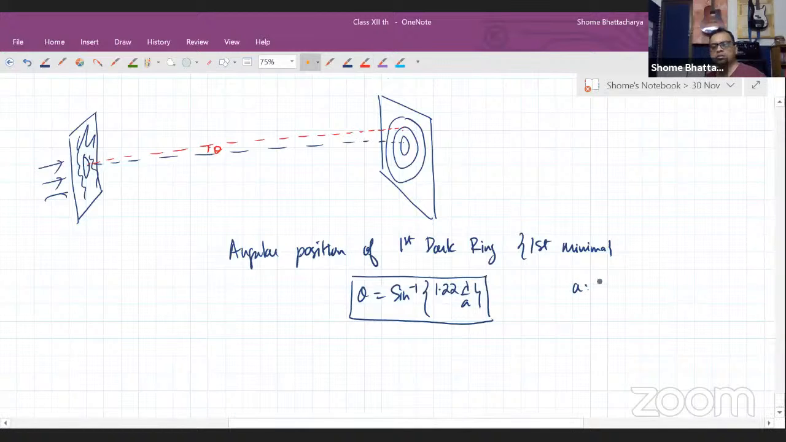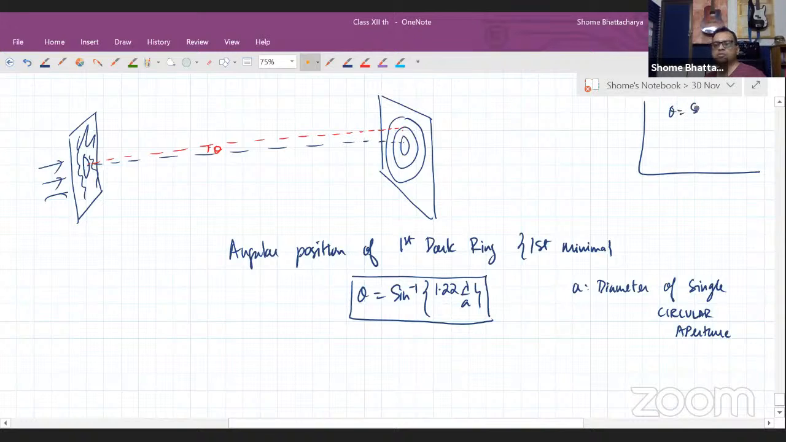Okay. E is the diameter of the single circular aperture. So in single slit diffraction, you remember the formula of the first minima was sine inverse of lambda by E. This was single slit diffraction. So here you just remember that there's a factor of 1.22 involved in front.